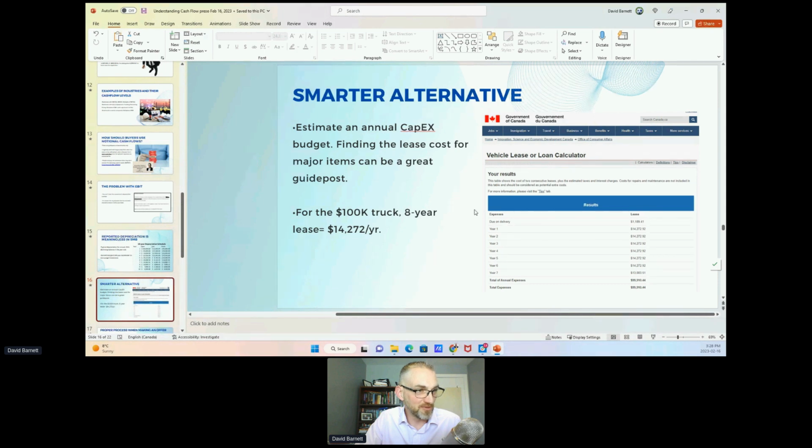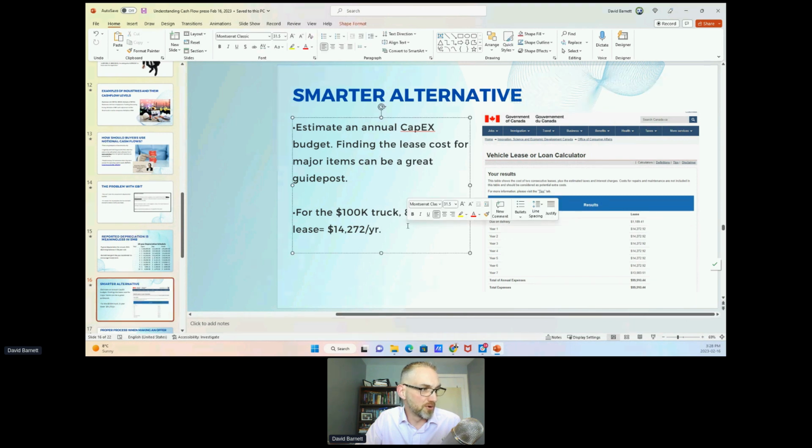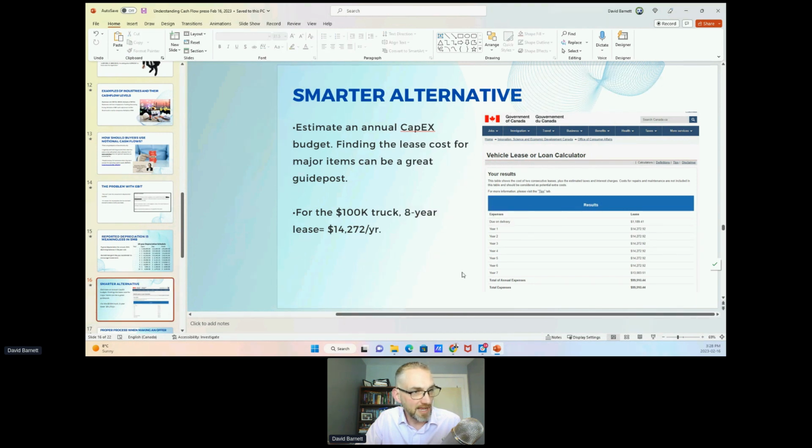This is from the Government of Canada, a vehicle lease calculator that I found. I put in, for example, the $100,000 truck over an 8-year period, and it came up with a number of $14,272. An auto lease is, in essence, simply a combination of interest and depreciation, because the finance company is earning some kind of rate of return. That's your interest component. And they're certainly covering the cost that they put into buying it over the course of the lease. That's the depreciation. But it smooths it out in a straight line for us.